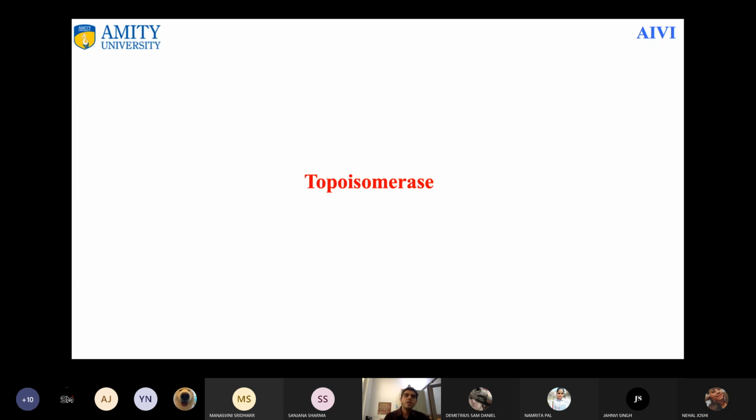Okay, so the next enzyme is topoisomerase. As you can see here, one term is topo. So what do you mean by topo? Also called topology. What is topology? That's regarding anything about the surface. Yes, it is regarding the surface, what the surface architecture is.